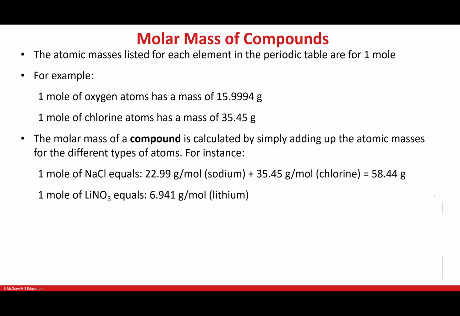What about nitrogen? What are we going to add to this? 14.01. Yep. 14.01 grams per mole for just 1 nitrogen. So now don't forget with the formula we have a 3 subscript here. So how are we going to handle the oxygen? There's 3 oxygen. 15.99. Yep, 15.994 I have up here times 3. Perfect. That's it.